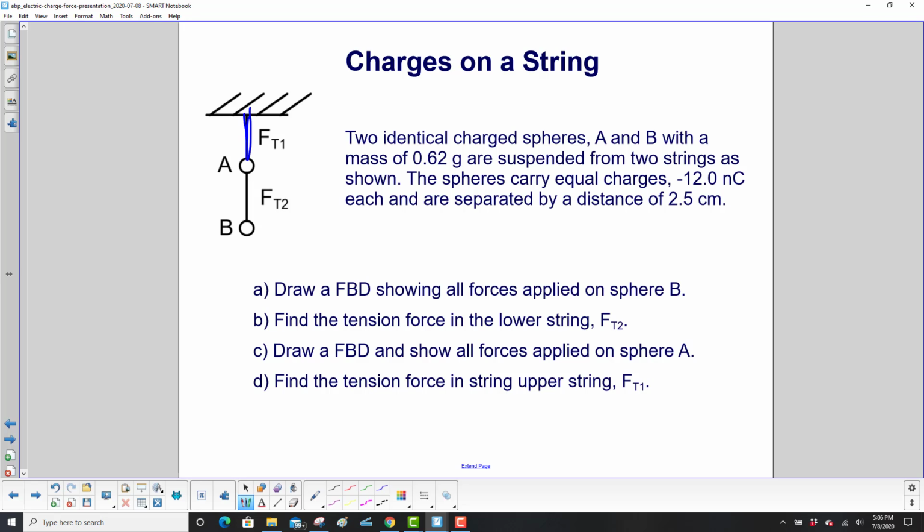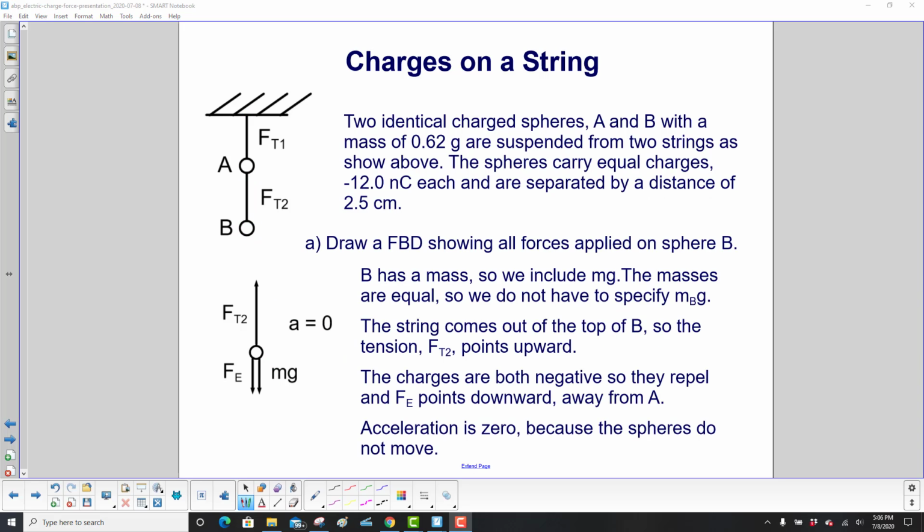So here's the string hanging from the ceiling probably. Here's a charged object. Here's another string. Here's another charged object. Draw a free body diagram showing all forces applied on sphere B. Find the tension force in the lower string, F sub T2. Draw a free body diagram and show all the forces applied on sphere A. Find the tension force in the upper string, F sub T1.